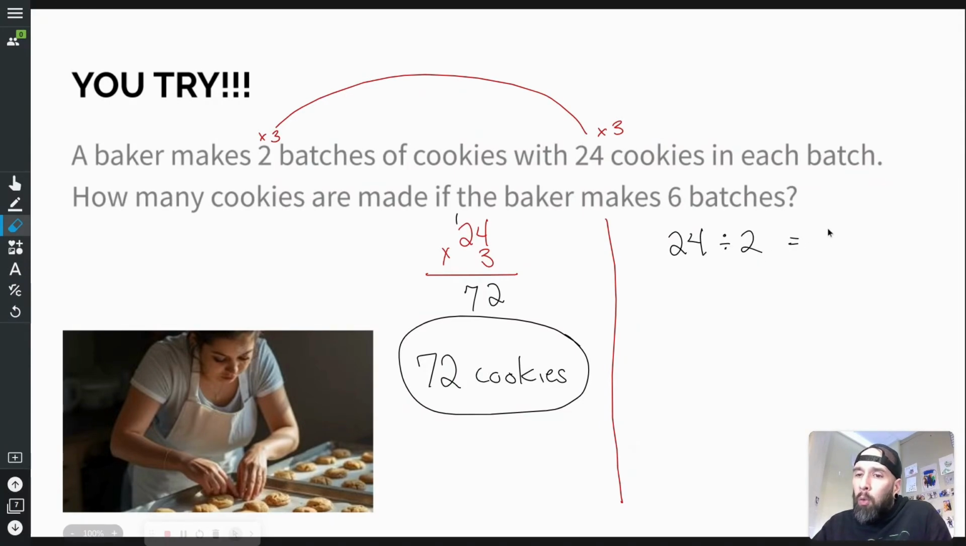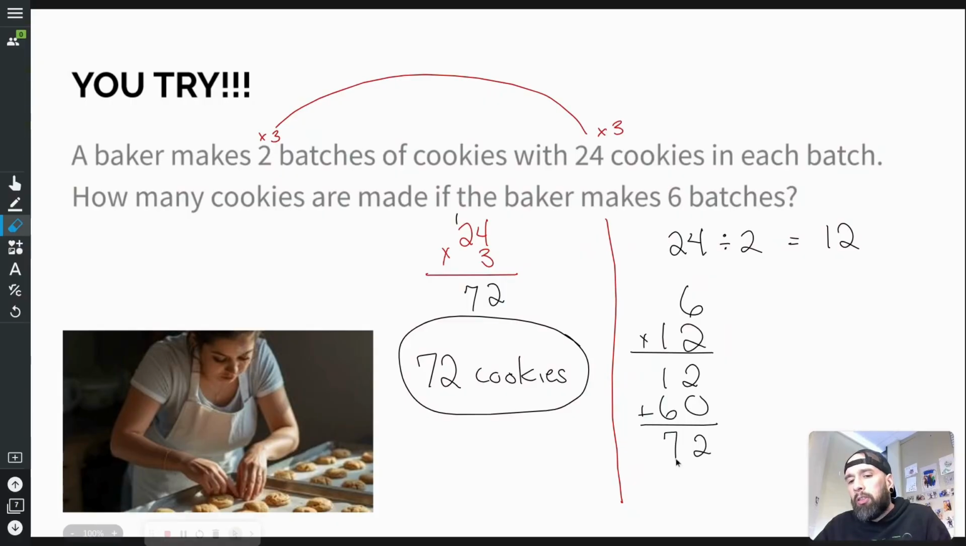And we know 24 divided by 2 is 12. So there's 12 cookies in each batch. 6 groups of 12 is going to be multiplication. So 6 times 12, okay? 2 times 6 is 12. Drop down the 0. 1 times 6 is 6. Add those guys up. 2 plus 0 is 2. 1 plus 6 is 7. And you also get 72 cookies.